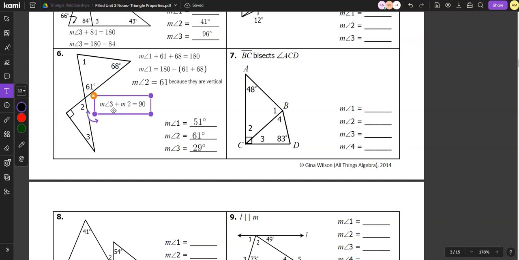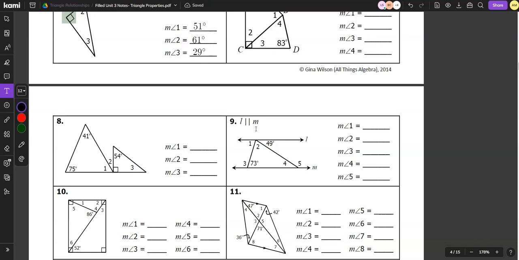Now, the reason here I have that angle 3 plus angle 2 equals 90 is because we know that this is a right triangle because of this box right here. And anytime you have a right triangle, you know the other two angles have to add up to 90 because one of the angles is 90. So when we took 90 and subtracted 61, we get 29.